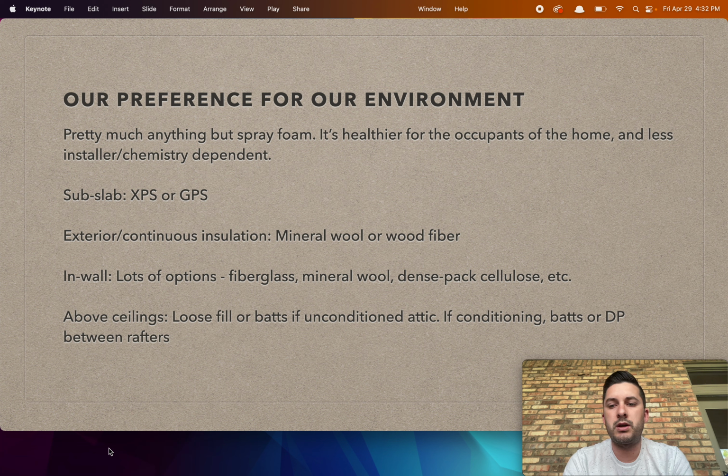We're going to talk about some different types of wall assemblies that we will be using on our houses and how they differ from what's currently being done in the market.